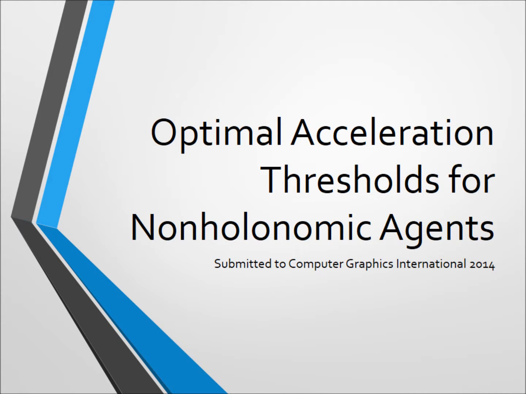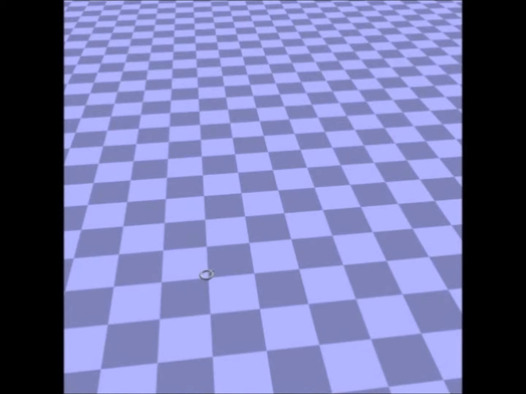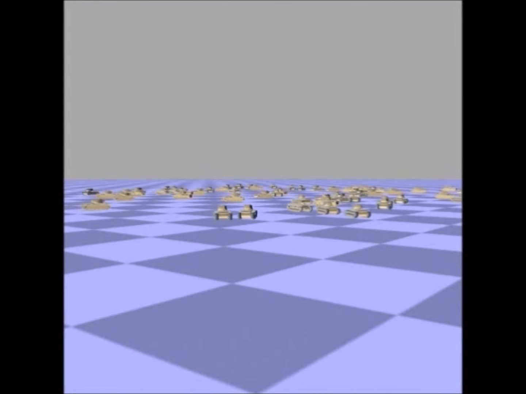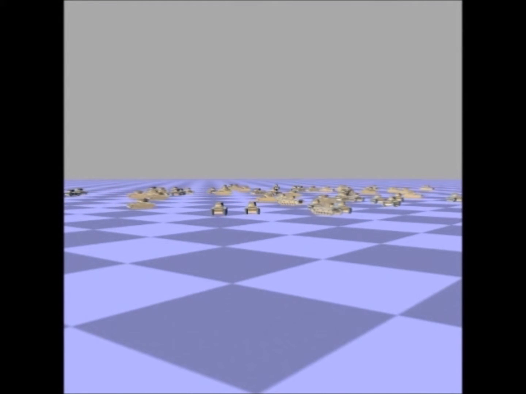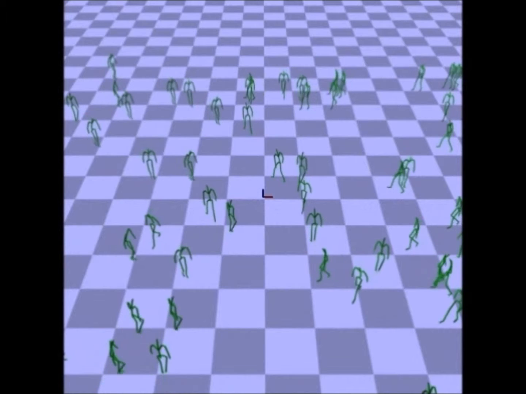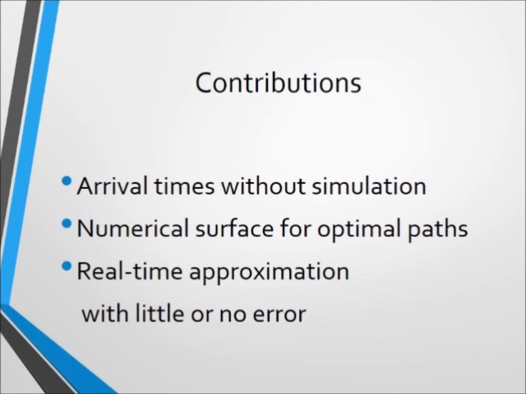Non-holonomic agents are commonly used to represent real and virtual entities ranging from vehicles to people. Many applications would benefit from optimal paths for non-holonomic agents, including video games, robotics, and crowd simulation. To this end, we extend the literature on optimal non-holonomic paths by looking at agents that accelerate from a standstill.